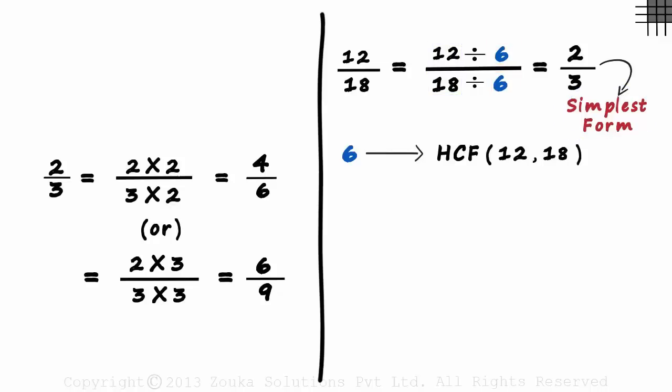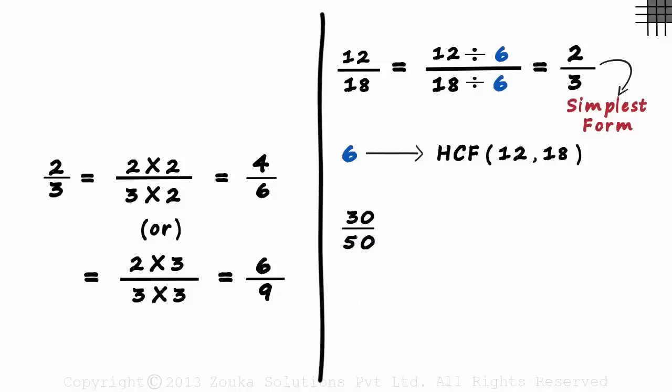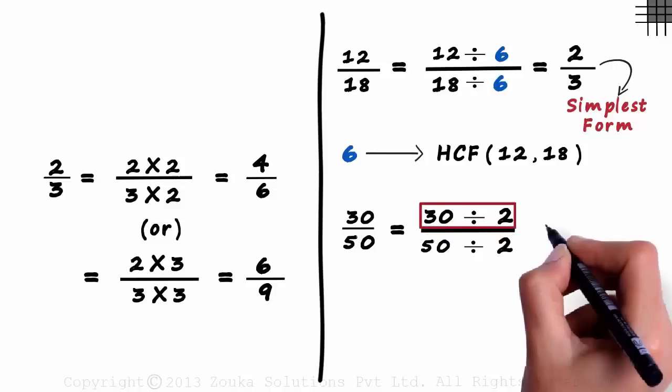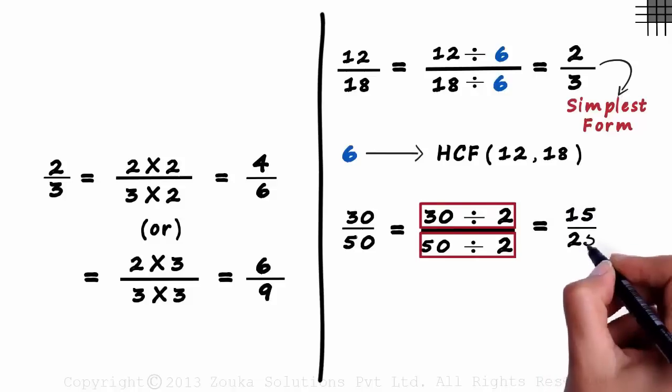Say we have a fraction 30 by 50. And let's assume that you do not know what their HCF is. If we do not know the HCF, all we need to do is look at the common factors of the numerator and the denominator. 30 as well as 50 are divisible by 2. So we divide the numerator as well as the denominator by 2. 30 divided by 2 is 15 and 50 divided by 2 is 25.